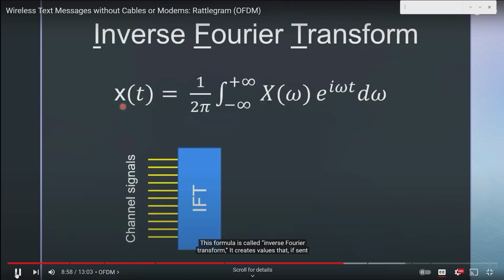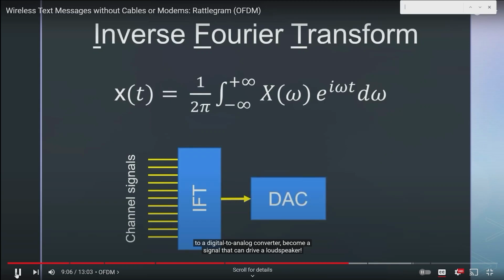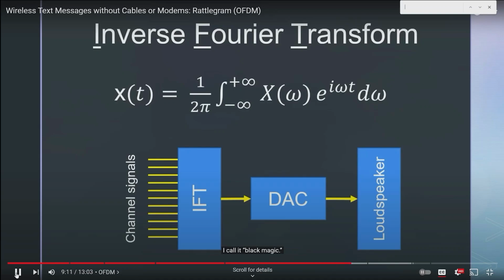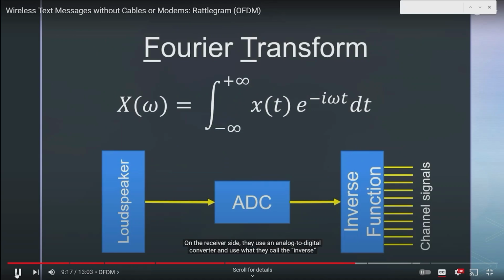This formula is called inverse Fourier transform. It creates values that, if sent to a digital-to-analog converter, become a signal that can drive a loudspeaker. I call it black magic. They call it an OFDM encoder. On the receiver side, they use an analog-to-digital converter and use what they call the inverse function, which, as an output, gives us back the 256 parallel signals.